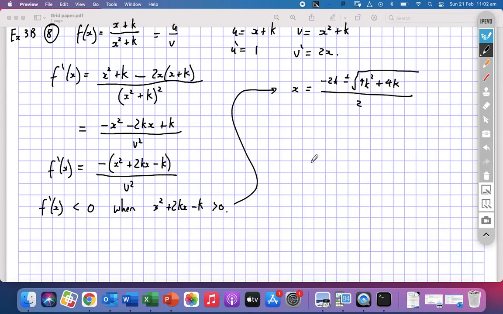You might want to be doing this for yourself. I don't really care about the whole formula though. I just need to focus on the discriminant. So I need to know, or consider, when 4k squared plus 4k could be smaller than 0.